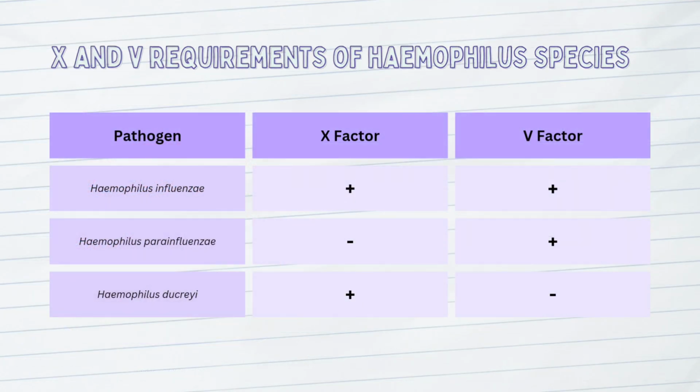So in this table that we're looking at, we see the X and V factor requirements for Haemophilus species. For Haemophilus influenzae, we see that both X and V factor are required for growth, while Haemophilus parainfluenzae only requires V factor, and Haemophilus aegyptius only requires X factor.